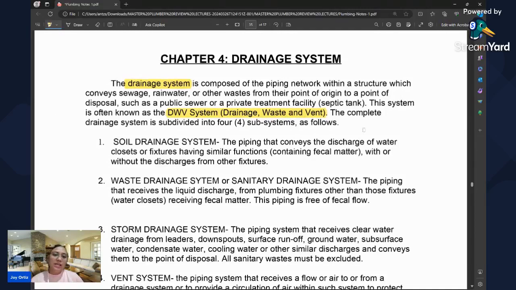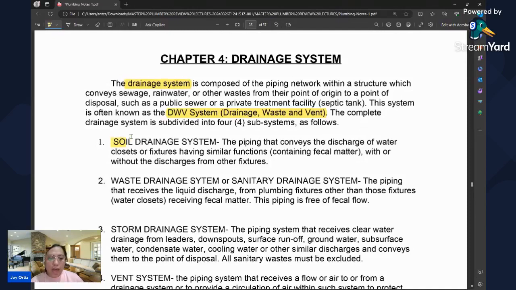So anything going out from the fixtures. In the previous videos, I discussed the supply and the fixtures. But this time, after the fixtures, this is the drainage system. It's the DWV system. It's called the drainage, waste, and vent. The complete drainage system is subdivided into 4 subsystems as follows.